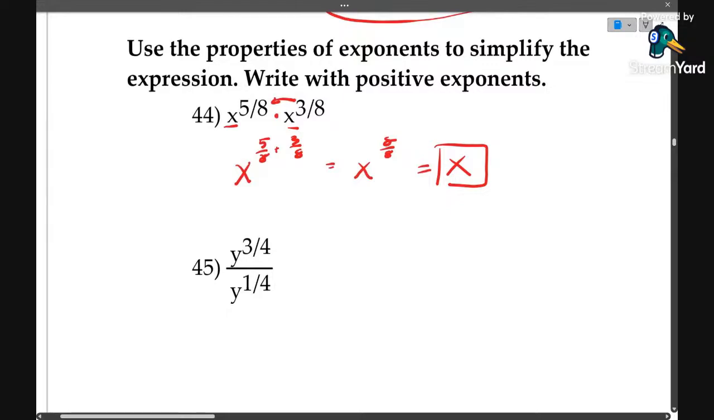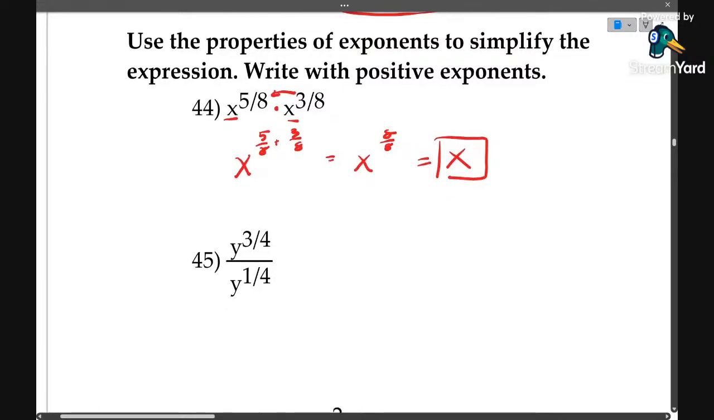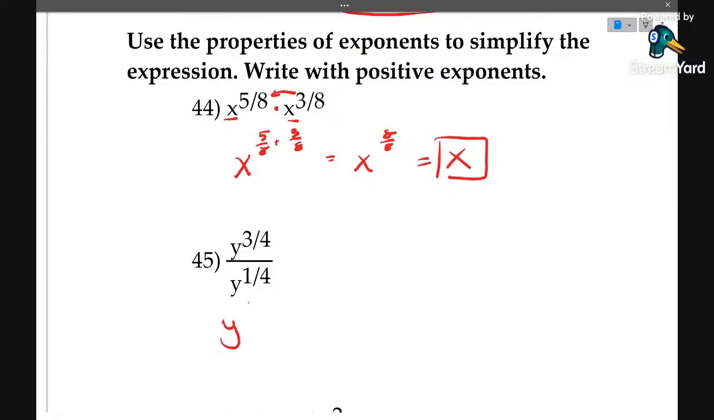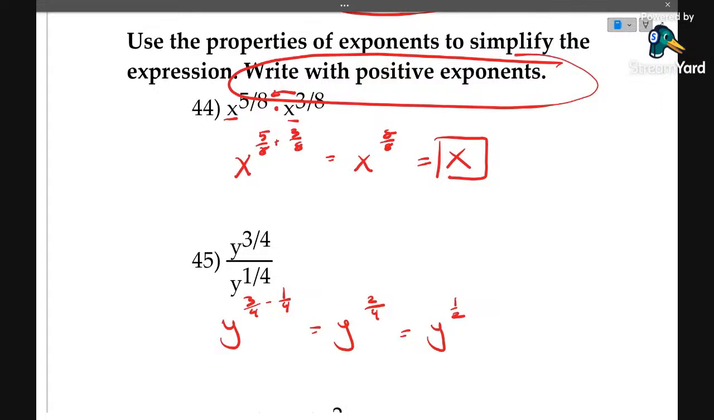When we have the division, we are going to subtract our exponents. So y to the 3/4 minus 1/4 gives us y to the 2/4, which reduces to y to the 1/2. Now, this says to write with positive exponents. And so since I can't simplify this any further, we're just going to leave it as y to the 1/2.